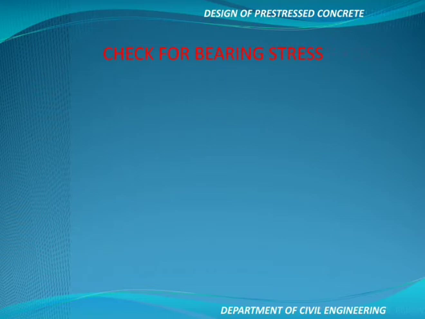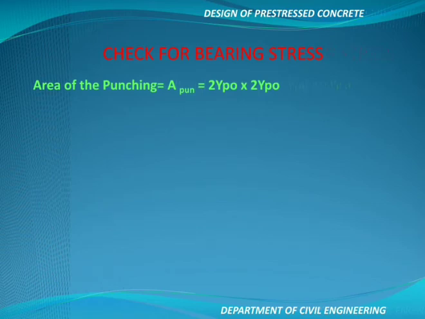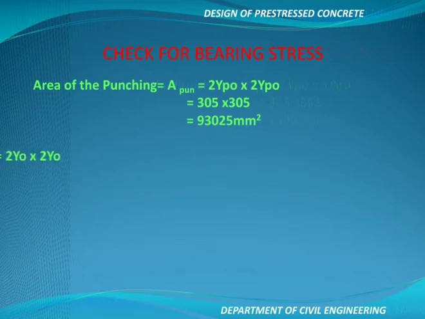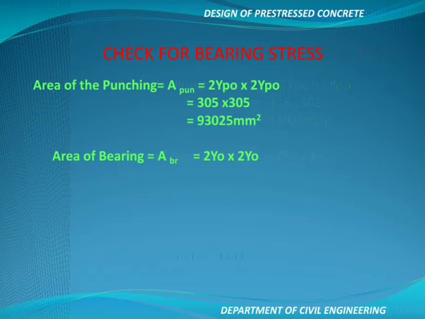Check for bearing stresses. So the area of punching, as explained earlier, is 2 yp0 into 2 yp0, which is nothing but the area of the anchor plate itself. Then we get the area of bearing, as I explained earlier, it is 2 y0 into 2 y0, which is 500 by 500 in this case.